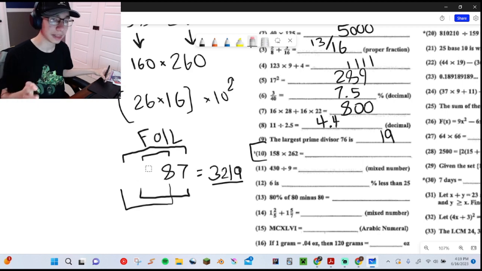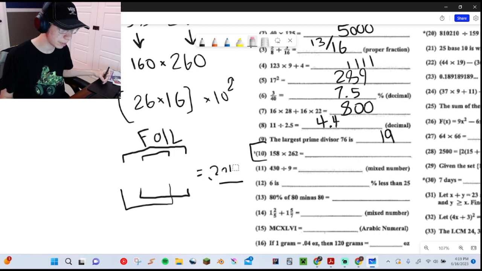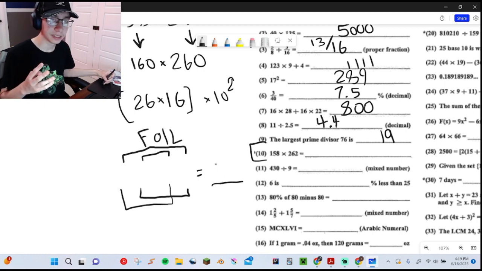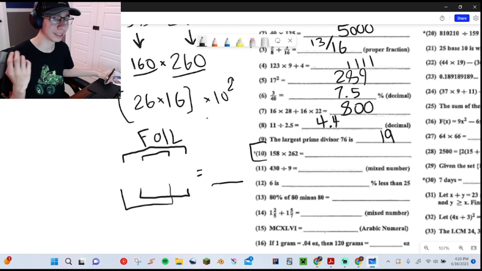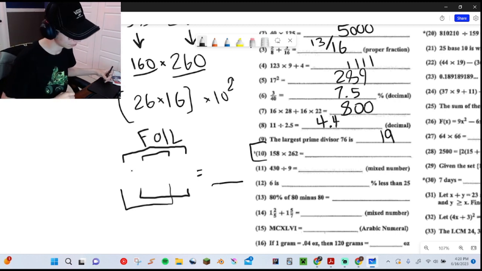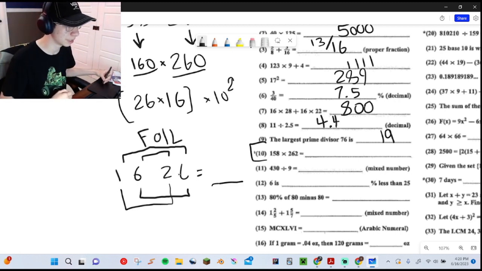So now, I think we're ready to solve this estimation question. If you remember what we started with, it is 158 times 262. I rounded these numbers to 160 and 260. So getting the product of these two numbers is like getting the product of 26 and 16 and then multiplying by 100. Because I pulled out two zeros, so I got to put them back at the end. So 16 times 26.